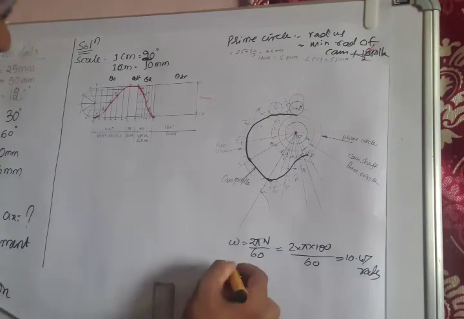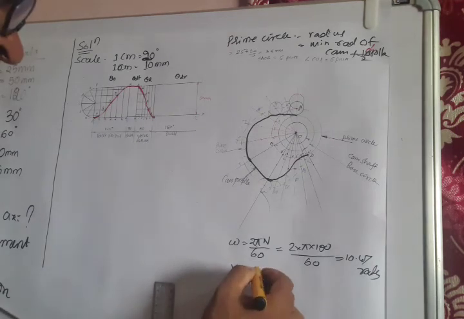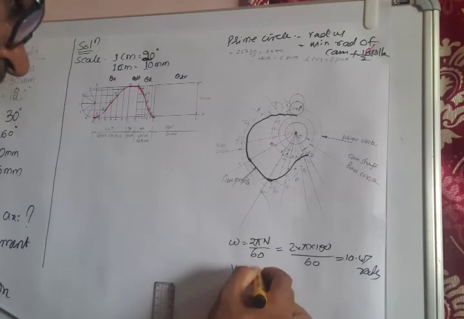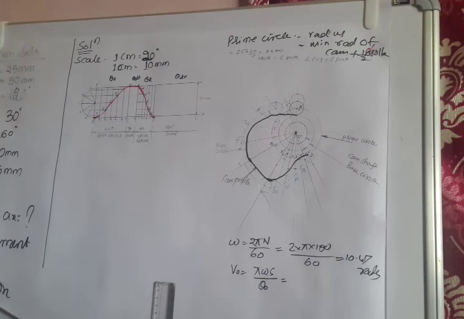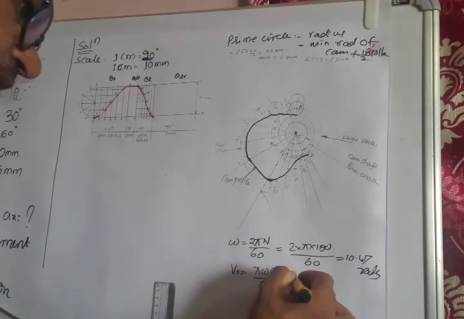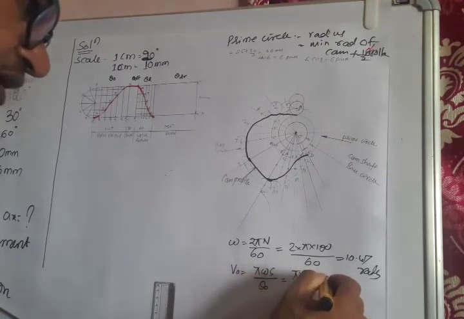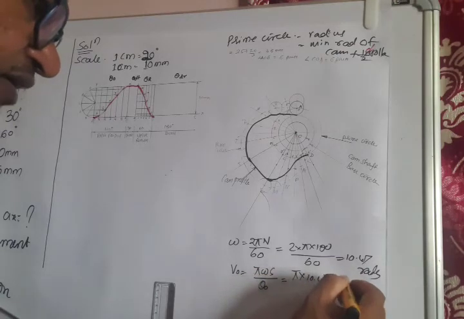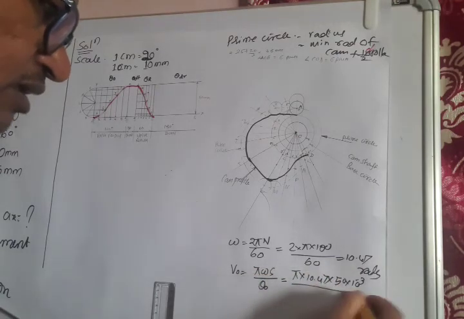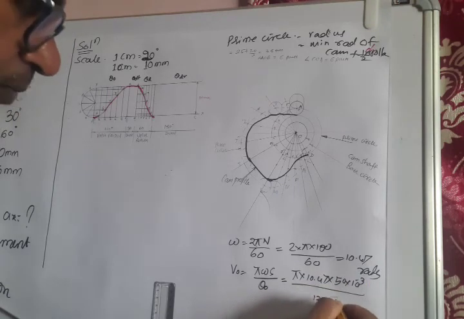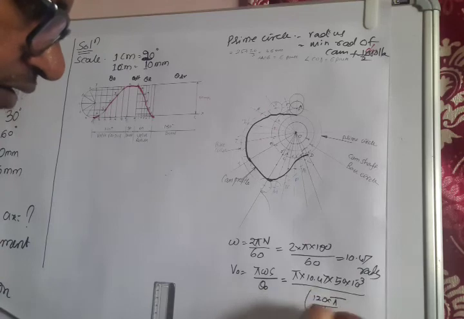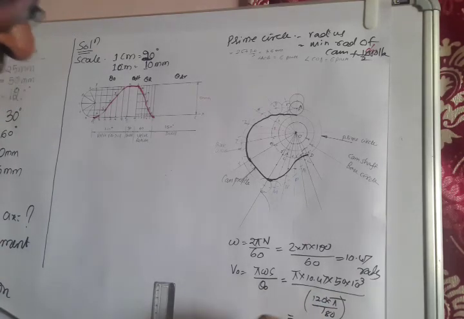Next, velocity. So let us find out velocity. V naught equal to pi omega S divided by theta naught. Theta naught to be in terms of radians. So pi into 10.47. Now this has to be converted in terms of meter. 50 into 10 to the power of minus 3 divided by, so 120 into pi divided by 180. So now this is converted in radian. Now you find out how much you're going to get a velocity at rise.